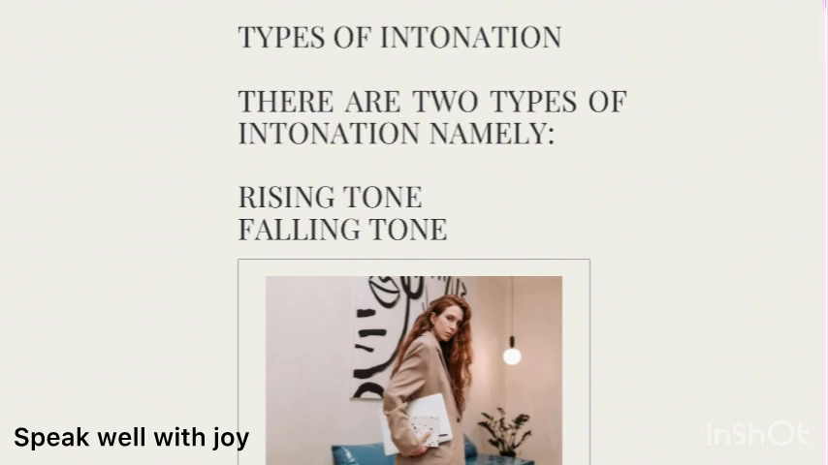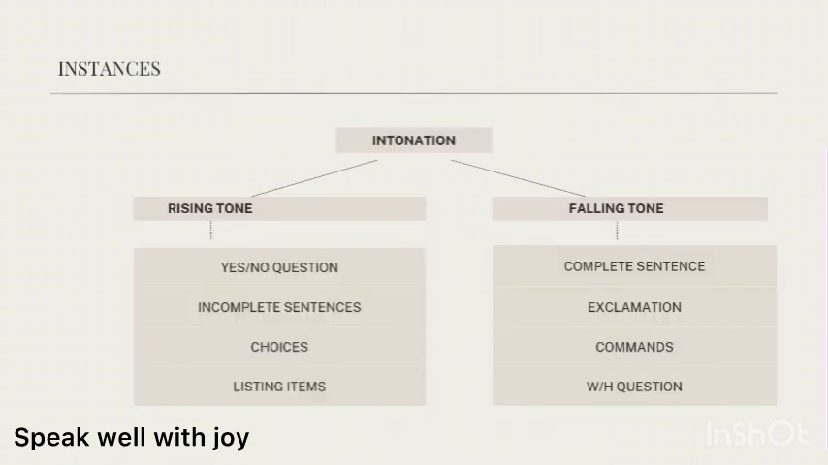So that boils down to the types of intonation we have. We have the primary, the rising tone and the falling tone. So the rising tone has instances. When you're saying your yes or no questions, which are the same as polar questions, you rise. The major thing is rising at the end of the sentence. Are you in school? Are you in school? So you just make sure you rise at the end of the sentence.